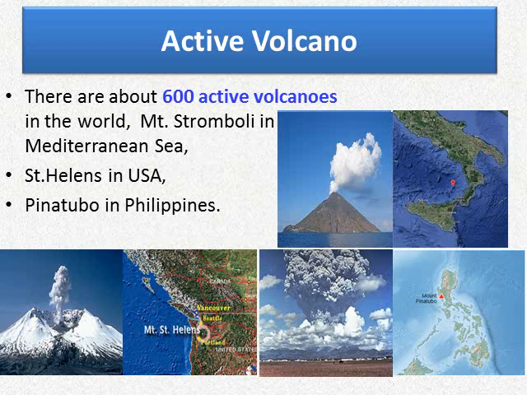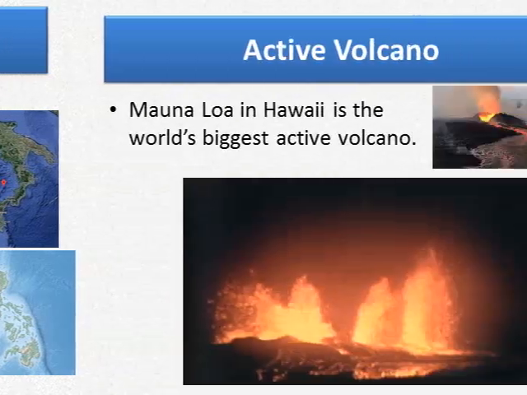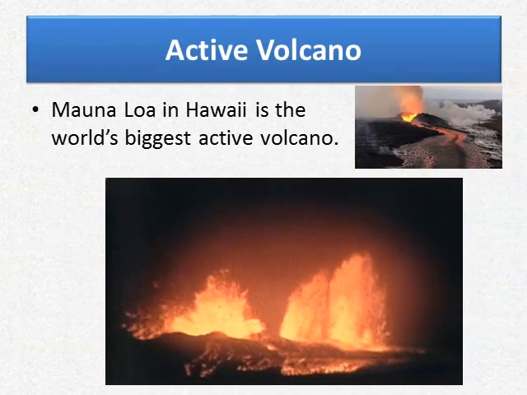Dear children, there are about 600 active volcanoes in the world. How many volcanoes are there? Around 600. Active volcanoes are Mount Stromboli in the Mediterranean Sea, St. Helens in USA, and Pinatubo in Philippines.